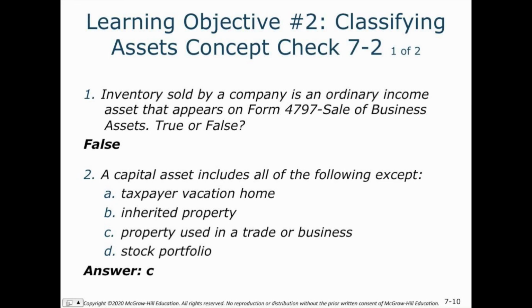Let's take a look at our second concept check. 1, inventory sold by a company is an ordinary income asset that appears on Form 4797, sale of business assets, and this is going to be false. Number 2, a capital asset includes all the following except for A, taxpayer vacation home, B, inherited property, C, property used in trade or business, and D, stock portfolio. And the answer here is going to be C, property used in a trade or business.